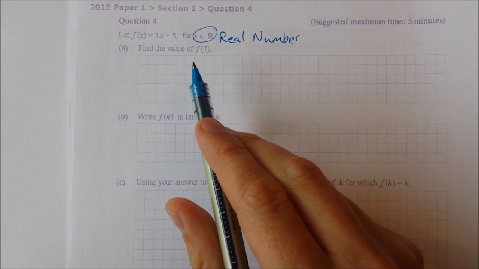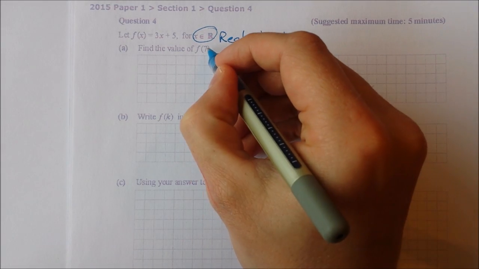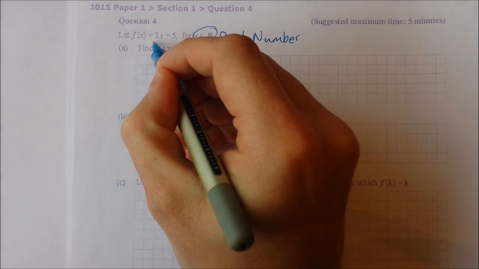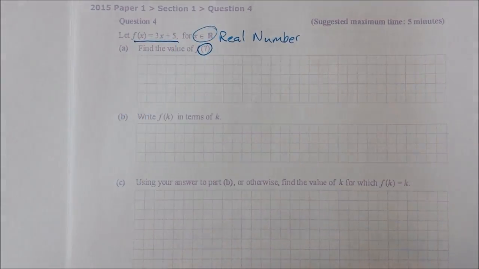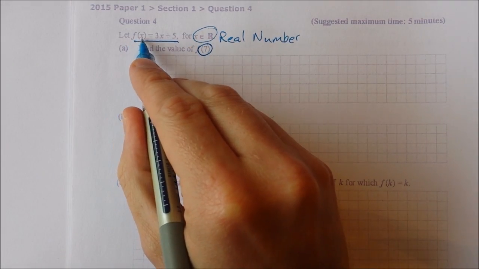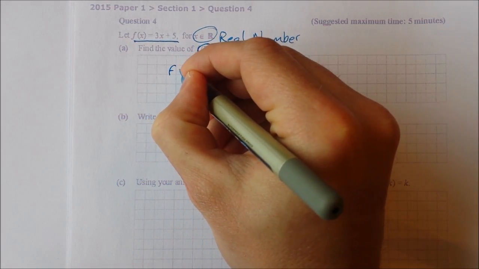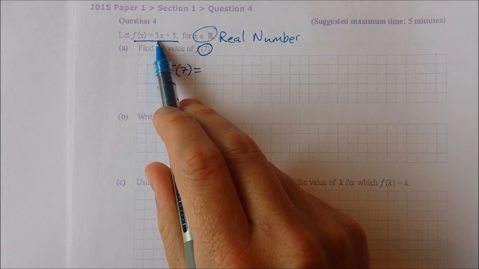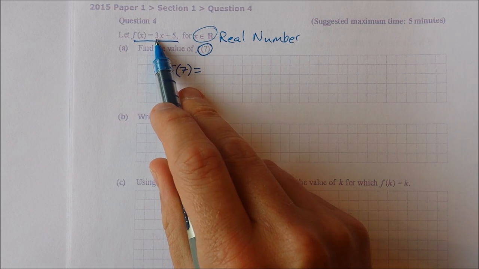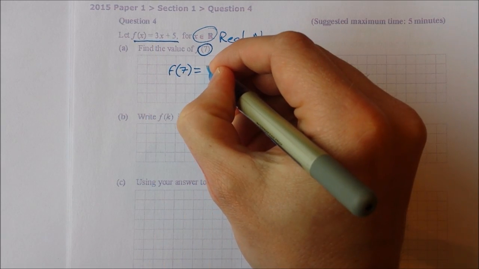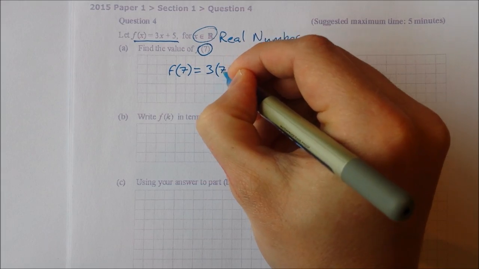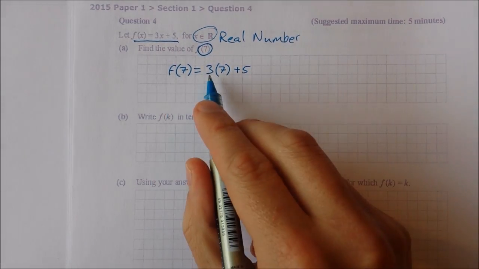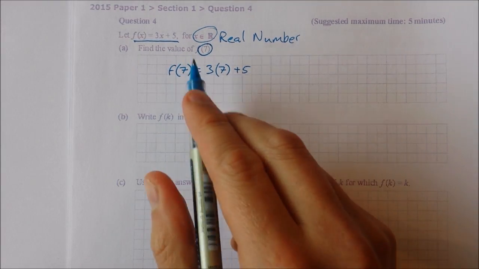Find the value of f of 7. So what that means, f of 7, that means we have to substitute in 7 into this here. So instead of writing f of x, we'll write f of 7. And anywhere we have x, we'll substitute it with 7. So I have 3x, so instead of 3x, I have 3 times 7, and plus 5. So I have 3 times 7 plus 5. I have to find the value of this.